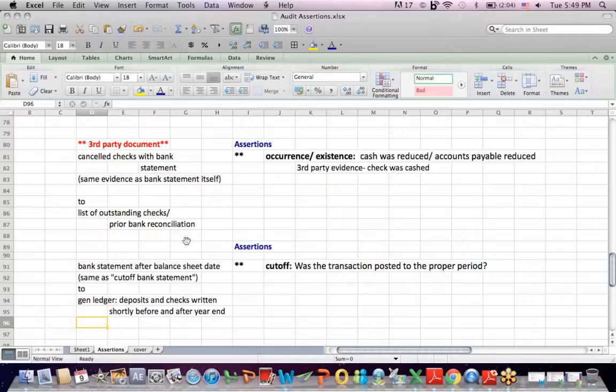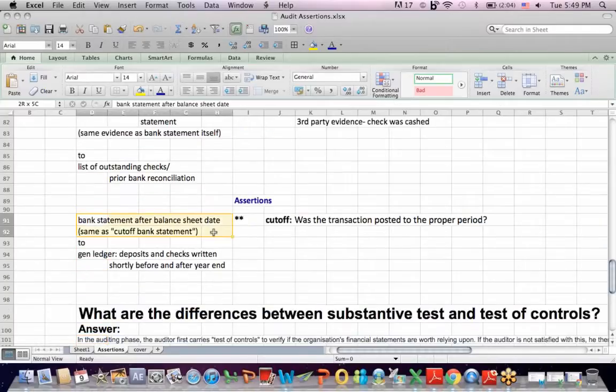Now, a little confusion with cash auditing. Sometimes you will see the phrase cutoff bank statement. Most of the time when they say cutoff bank statement, they mean a bank statement at the balance sheet date or after the balance sheet date. And you need to get clarification on that if you're in a test. When you say cutoff bank statement, which do you mean? If I have a 12/31 year end, the balance sheet date would be a 12/31 bank statement. A cutoff statement might be the month afterward that shows activity from 12/31 to the end of January.